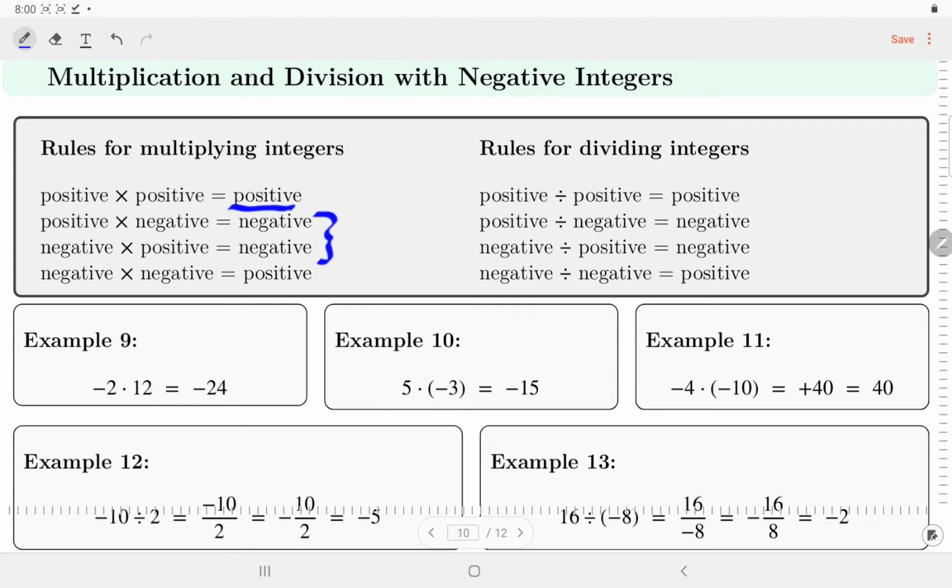Dividing two positive integers will result in a positive integer. Dividing a negative integer by a negative integer will result in a positive integer. But dividing a positive by a negative integer, or a negative integer by a positive one, will both give negative integers.